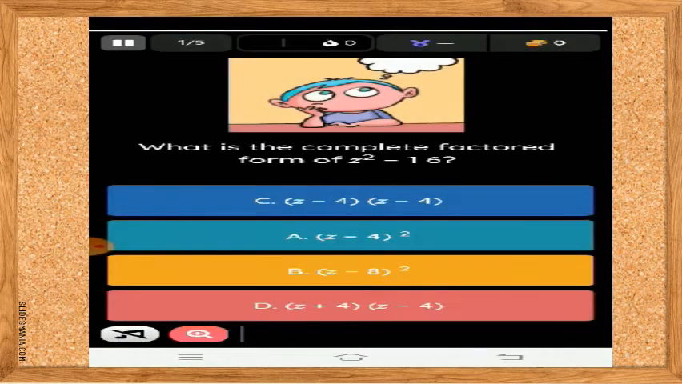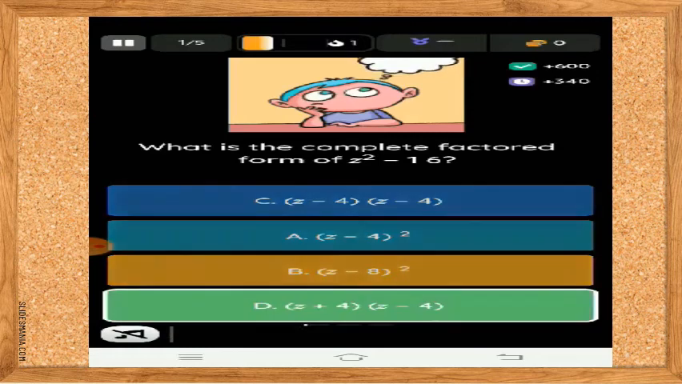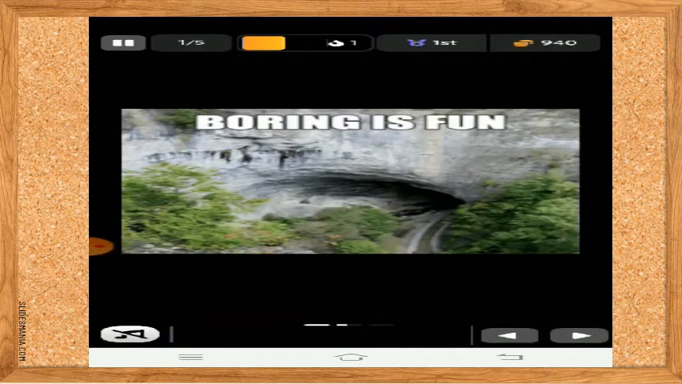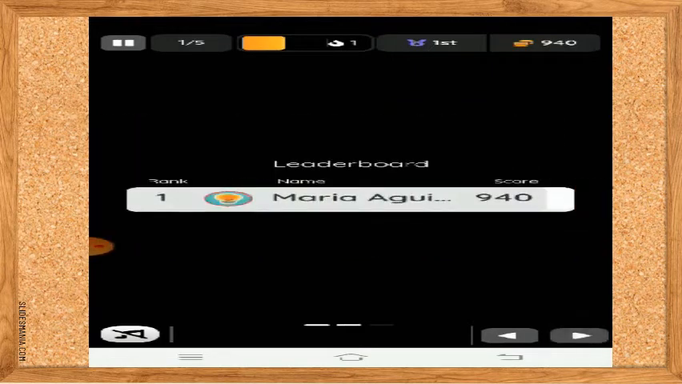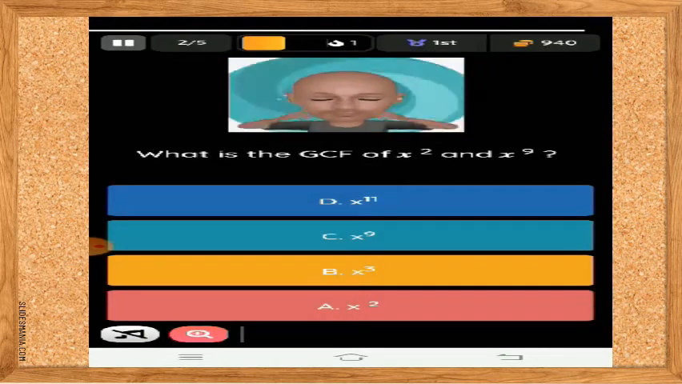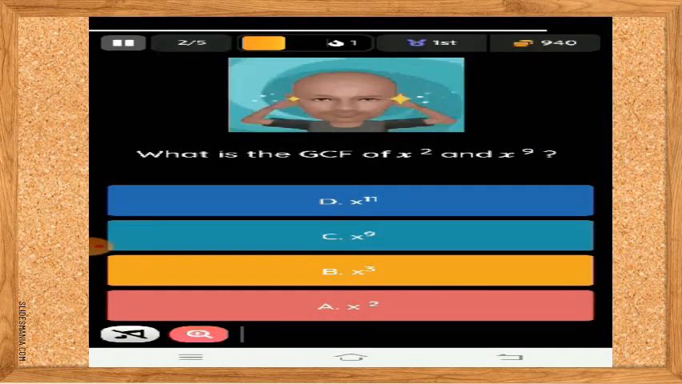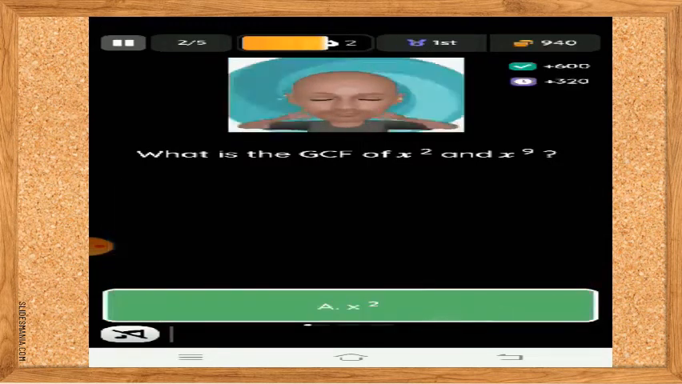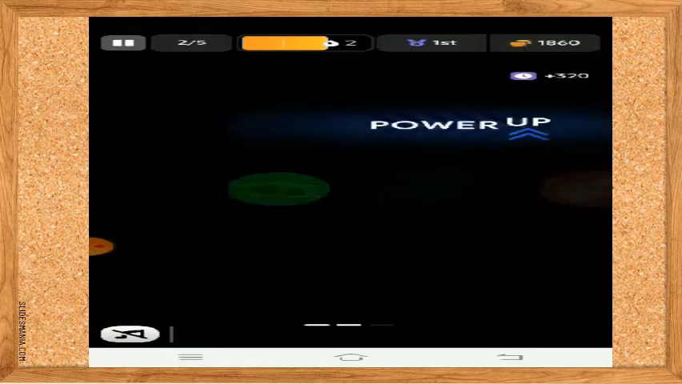So these are some of the questions. What is the complete factored form of z squared minus 16? And the answer is t. And then for the next questions, I am on the leaderboard there. You will see your score after you answer the question. And the next question here: what is the GCF of x squared and x raised to 9?